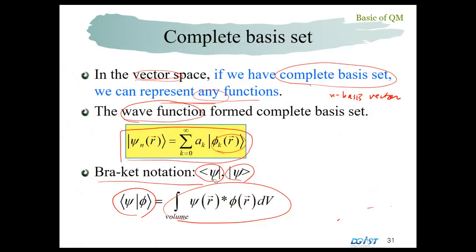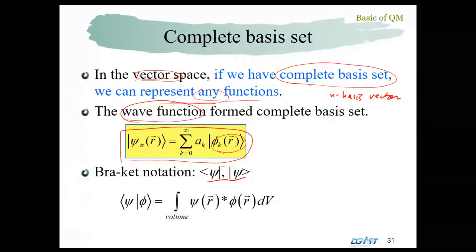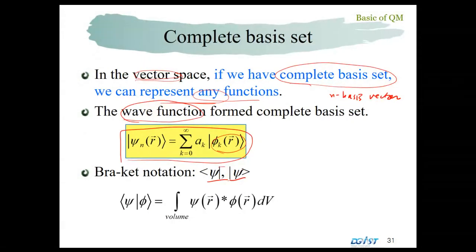Yeah, this Dirac bra-ket notation is very useful for quantum mechanics, especially in the second quantization concept, which is important in solid state physics. But this bra-ket notation itself is very abstract. There's no good example or good tips for it. Yeah, I'm sorry, but I have no good idea.